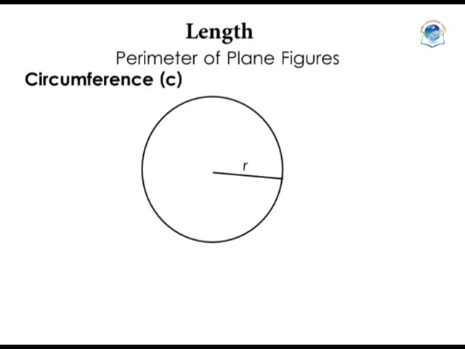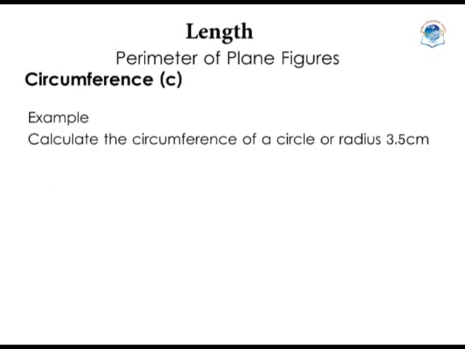The circumference of a circle is given by 2 pi r or pi d because 2r is equal to d, where pi is equal to 22/7 or 3.142. For example, calculate the circumference of a circle of radius 3.5 centimeters. Circumference is equal to 2 pi r, that is 2 times 22/7 times 3.5, and that gives us 22 centimeters.